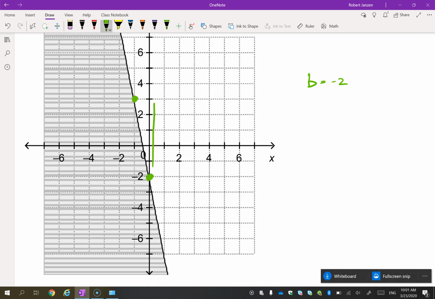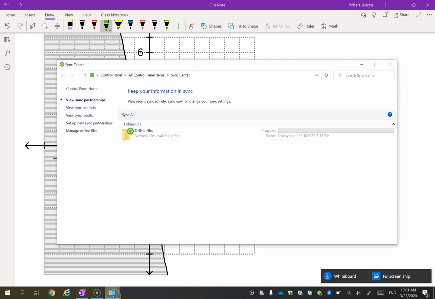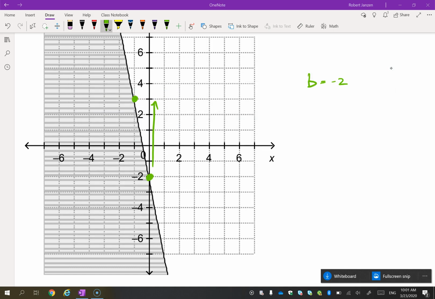What is the run? Looks like the run is 5. And what is the, sorry, that's the rise. What's the run? Looks like negative 1. So slope is negative 5 over 1. Well, that's not really what we have. We have 5 over negative 1, which is negative 5. So my inequality will be y something negative 5x minus 2.